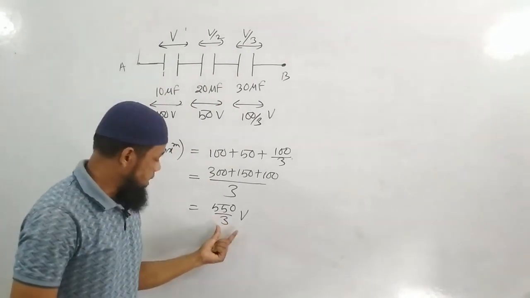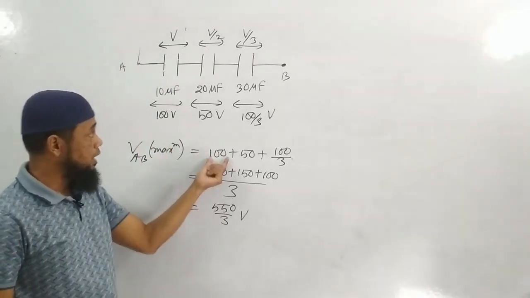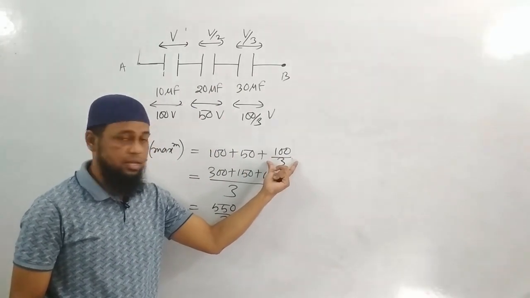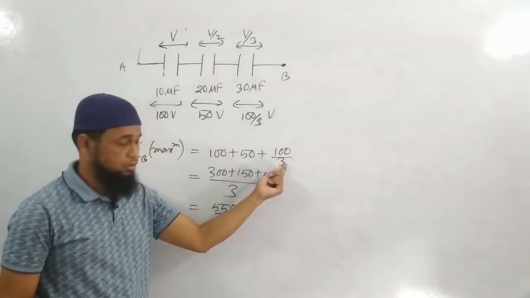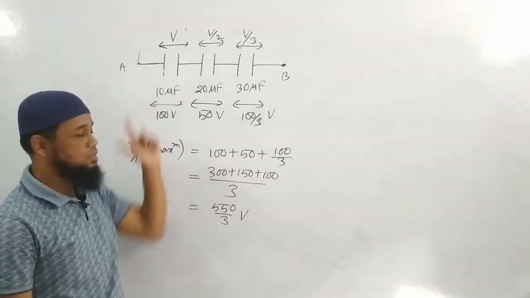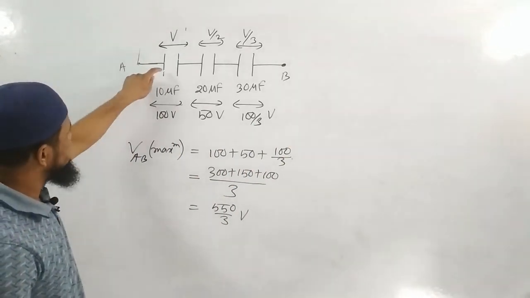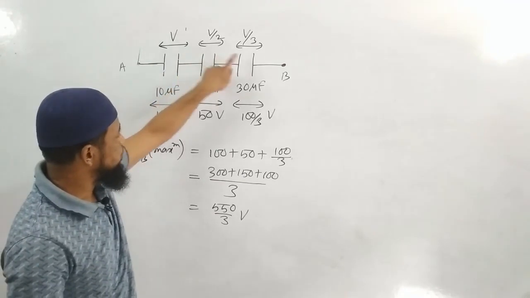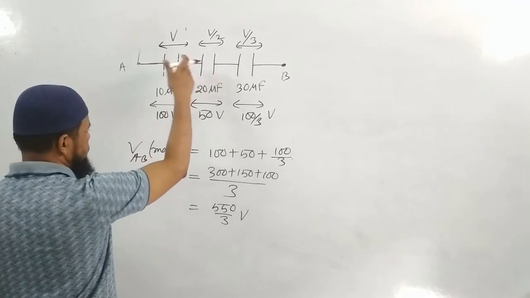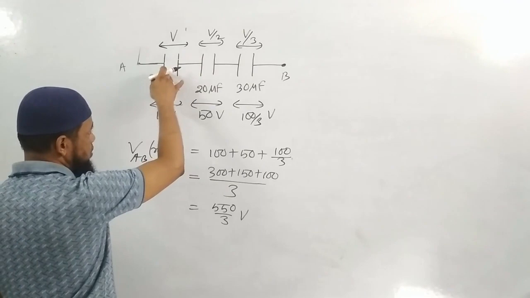But if you apply something more than 550/3, then potential drop across this one should be more than 100. Potential across this one will become more than 50. Potential across this one should be more than 100/3. These two will remain in the safe mode, but this will become more than 100. So you can see this is getting damaged directly. So here capacitances are in the ratio 1:2:3, so potential drops will be in the ratio 6:3:2. This potential drop will become double of that, and this potential drop will become triple of that.